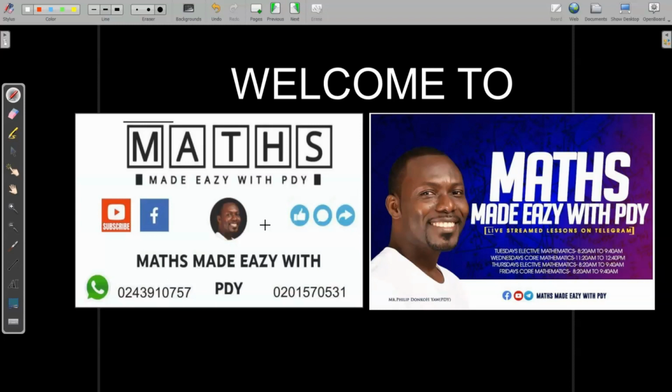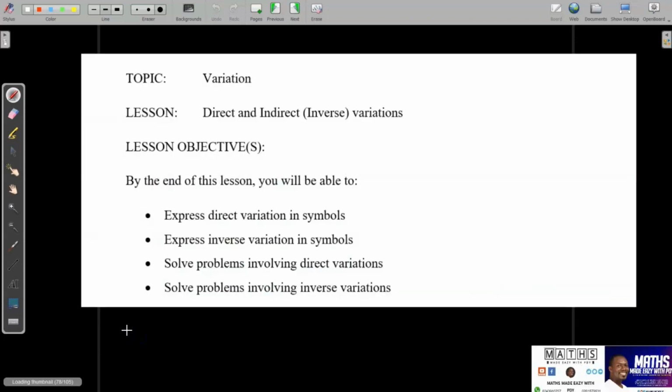Now, without wasting my time, you believe that in our everyday life activity, you realize that things change from one state to the other. Mathematically, when things change from one state to the other, we say that the object or the item varies. Therefore, the topic we are going to consider for our lesson today is variation.